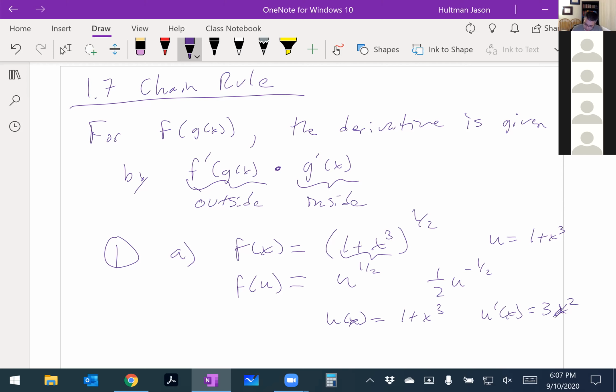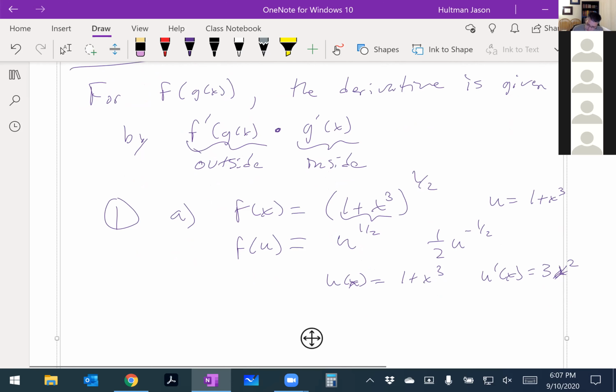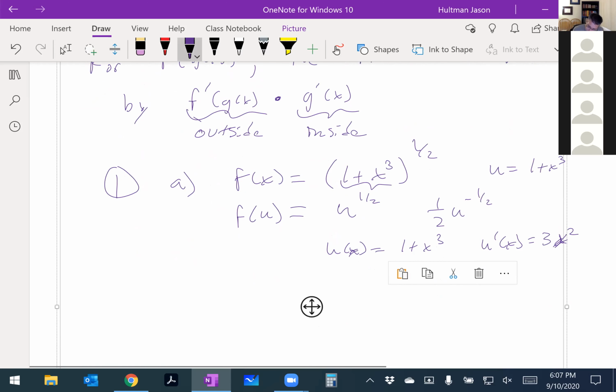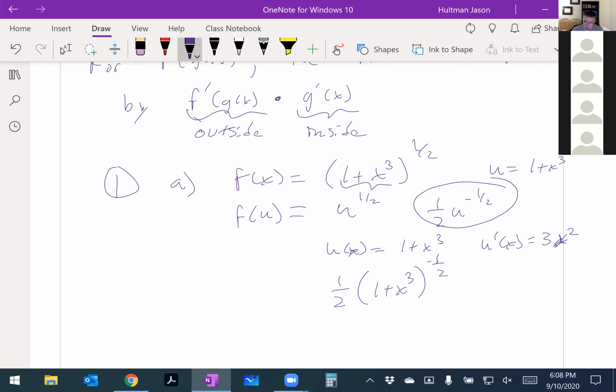So I would have to take this, and it would end up looking like this: 1/2 u. But what was u? u was 1 plus x cubed to the negative 1/2 power. Okay, that's what this thing is, times u prime of x. Well, what was the derivative of the inside? It was 3x squared. Now, I don't do this whole u thing, what's called a u substitution, every time. We just kind of in our mind do that.